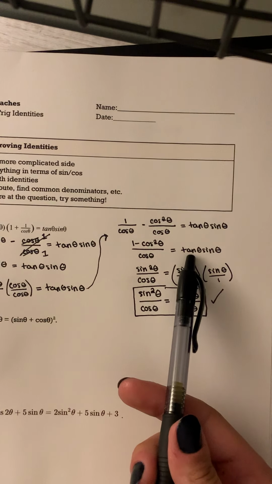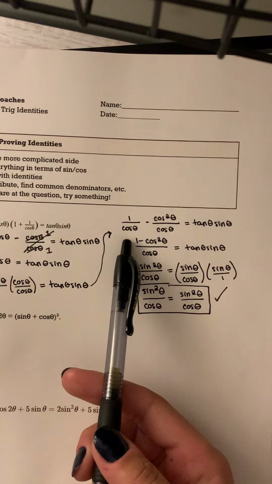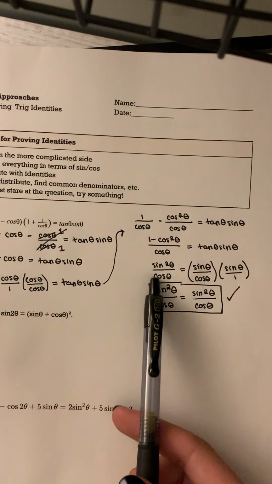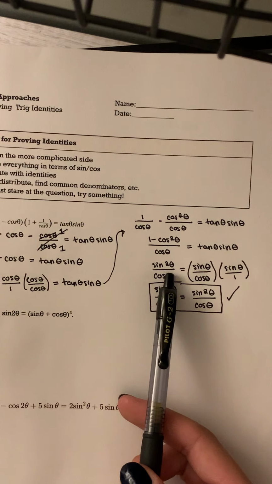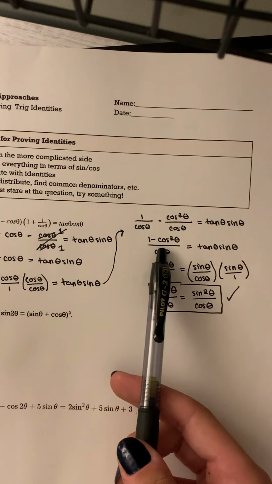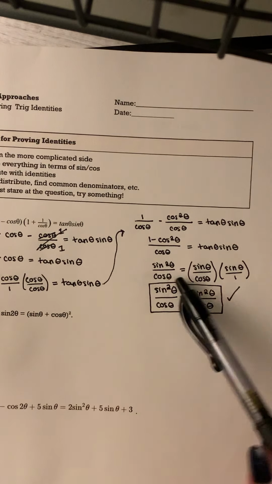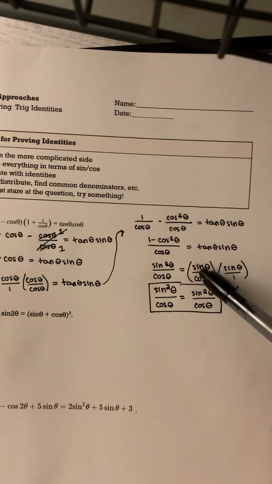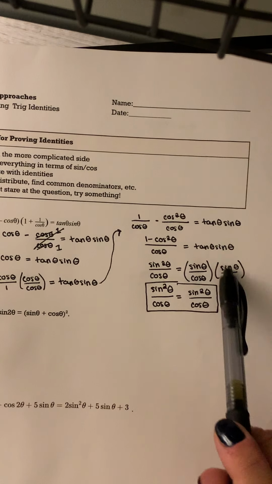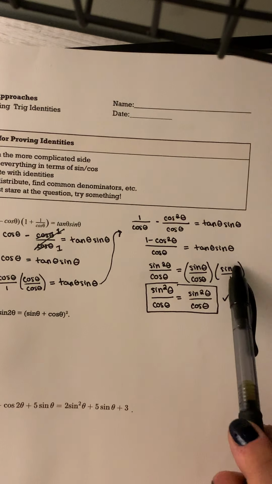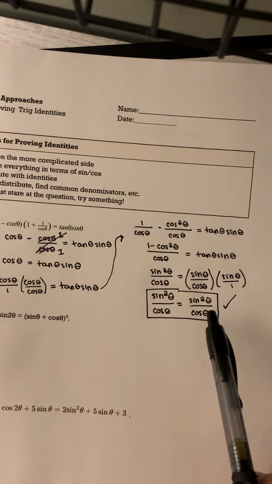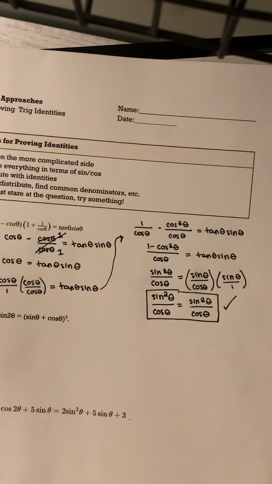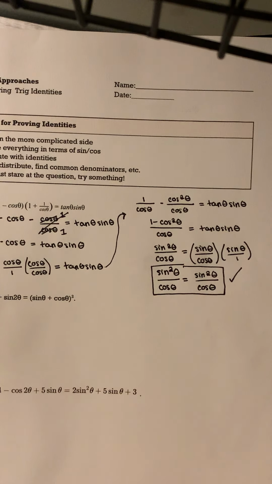But you can see that we combined our terms up here to 1 minus cosine squared over cosine. That gave us our sine squared theta, because we know that 1 minus cosine squared theta is sine squared theta from our Pythagorean identity. And we worked with our right side because we know that tangent is sine over cosine. When we multiplied our sine over cosine by our sine, we got our sine squared theta over cosine, and those two matched. And that's the goal. So problem 1 done. Yay!